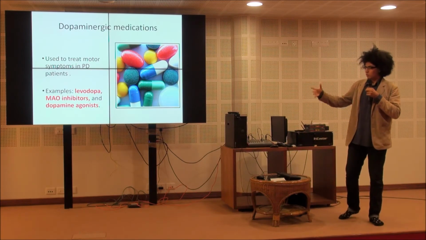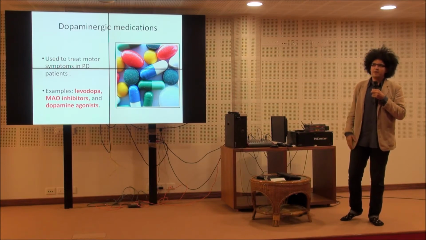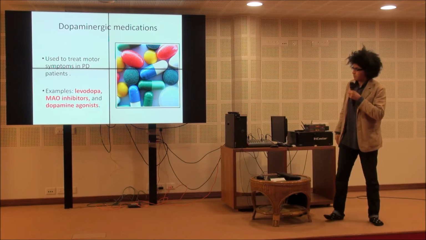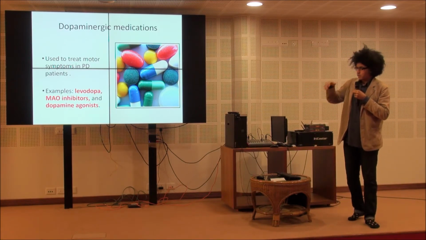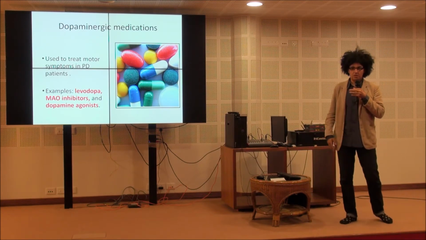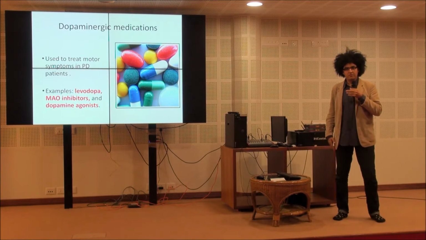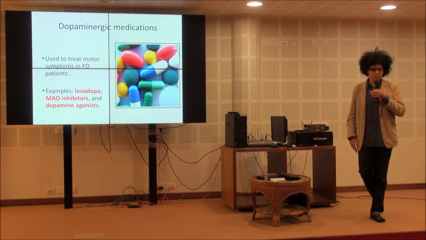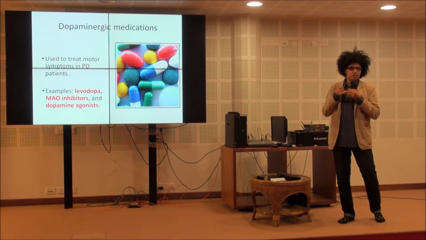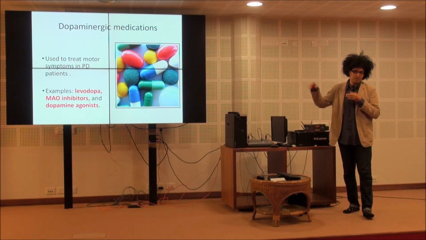MAO inhibitors are also an old medication. They have been used for quite a while, but I think in many Western countries they stopped using them because of side effects. Dopamine agonists are a newer kind of medication, also with many different classes. Again, they have a longer half-life, they're more effective, but they come with some problems, which I will talk about later. Some of these problems are hallucinations and impulsivity problems that are actually caused by the medication themselves.